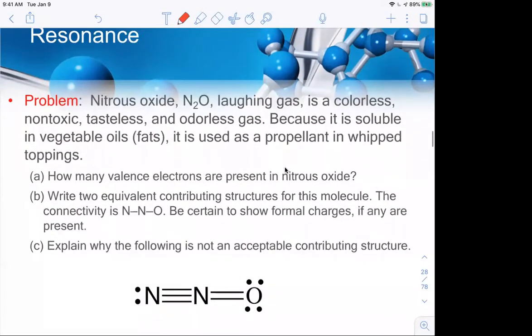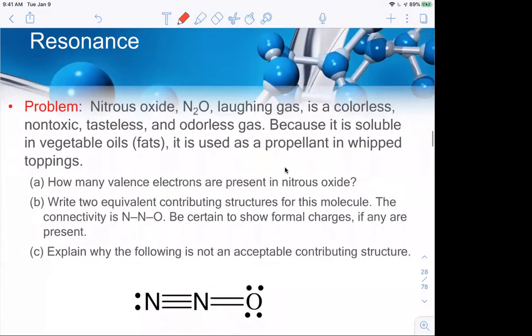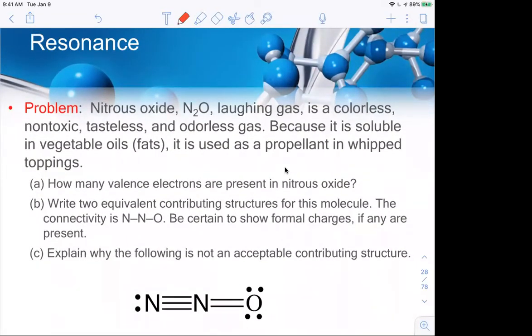Okay, so try this problem on your own. We will come back to this. What you want to be able to do is recognize that this is neutral. So I have 2 times 5 plus 6. I have 16 electrons total, right?